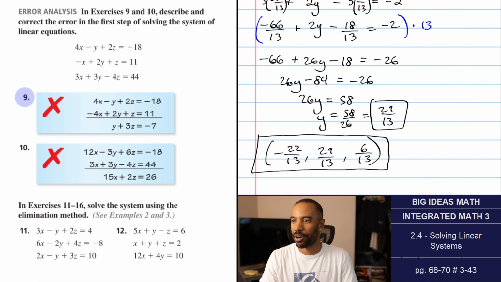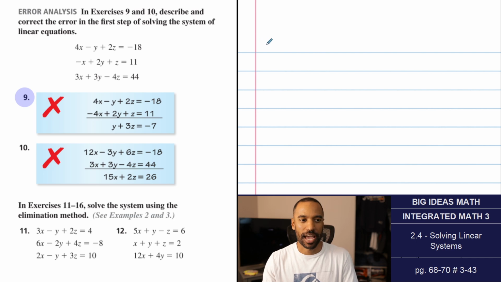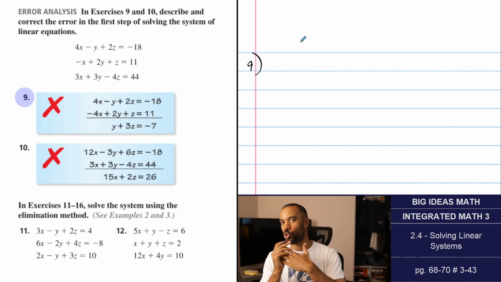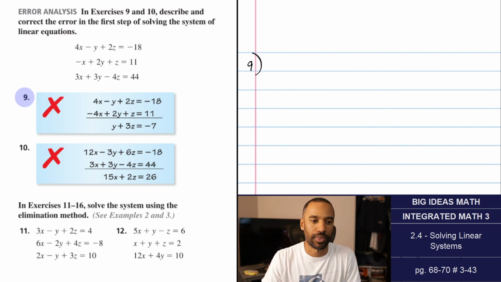All right, error analysis. Numbers 9 and 10. In exercises 9 and 10, describe and correct the error in the first step of solving the system of linear equations. I hope I don't have to continue on the solving, but let's see what they have here.